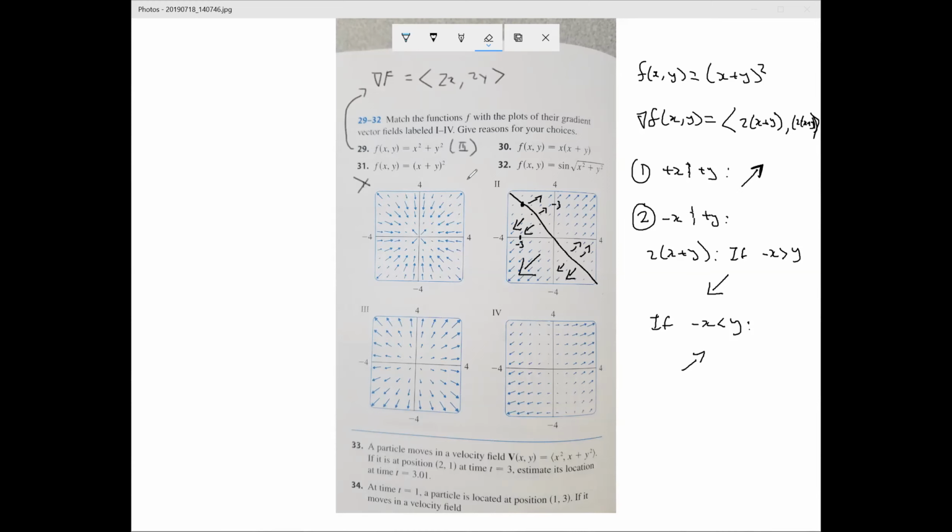All right, so that's number 31. 31 should match up to plot number 2. All right, so I think that wraps it up for chapter 16.1. Let's move on to 16.2 now. 16.2 is less of plots and more of solving line integrals. So let me just pull up our whiteboard for that.